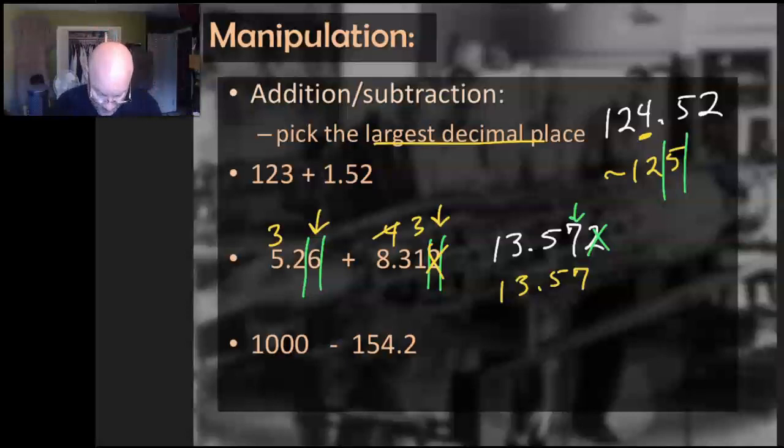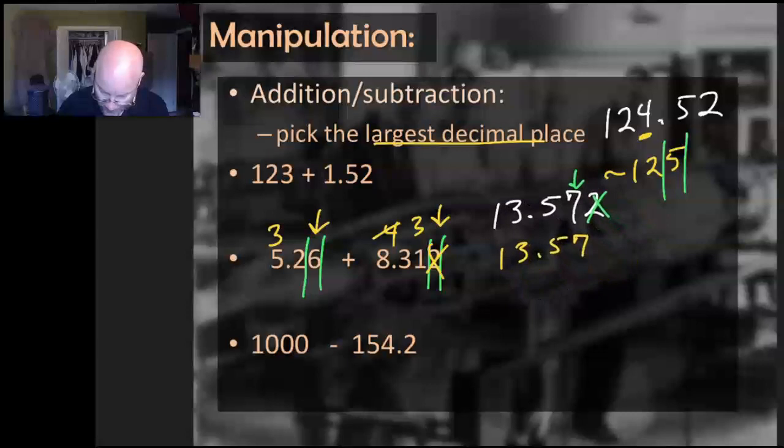We got 1,000 minus 154.2. Okay, now let's just execute the subtraction straight away. Okay, hang on, I want to move this stuff. Sweet. Okay, all right, so let's just execute that maneuver. 845.8 is the answer.